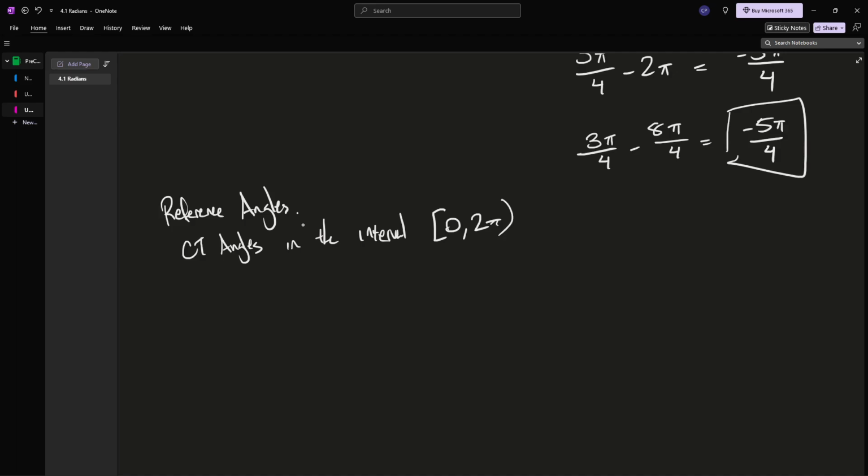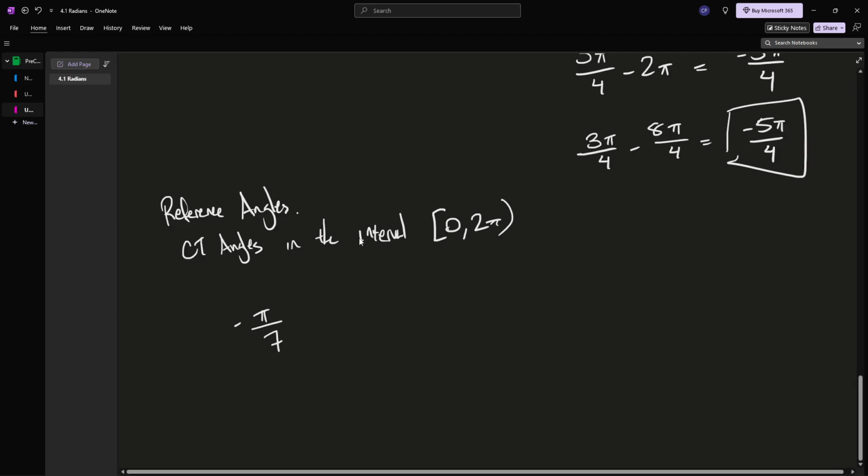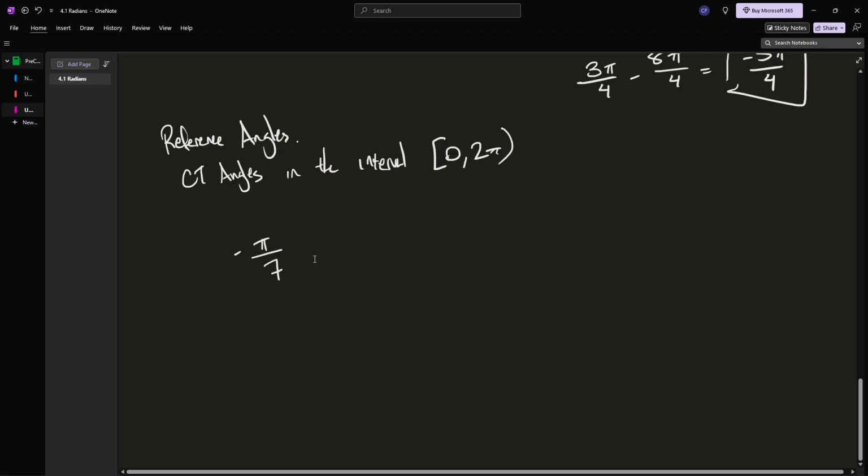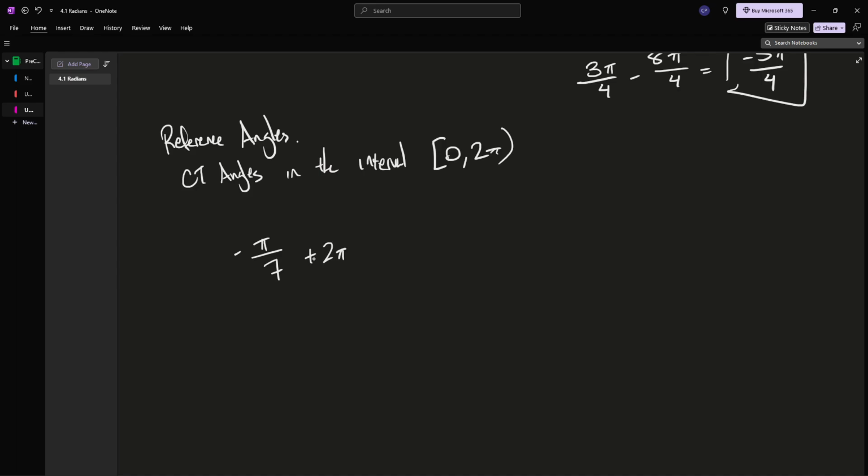And we just test it. Let's test it first with negative pi over 7. Negative pi over 7, we can clearly see it's too low. It's below 0. So I'm just going to add 2 pi. Negative pi over 7 plus 14 pi over 7 gives 13 pi over 7. And this is my answer. You don't really need to check because I'm only adding 2 pi, and if it's already below, it won't be above.